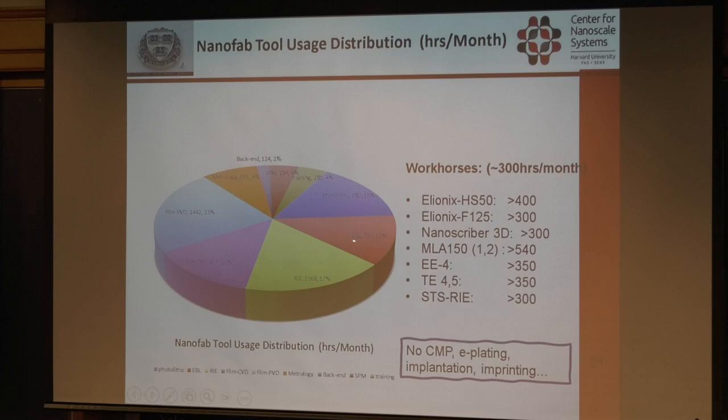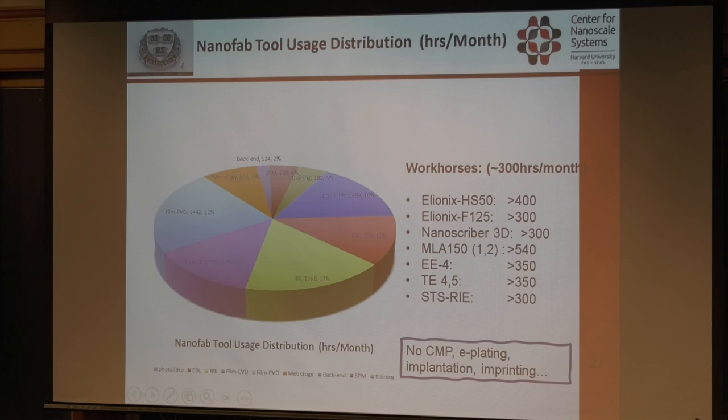Both EBL systems contribute about 800 or almost 700 hours, and the waiting list is usually about 2 weeks. So that's the reason we want to bring in a second, third high-end EBL system. And the MLA is another good example. We have two, but both systems are over 500. But we don't have a CMP, we don't have ion implantation, we don't have imprinting. So we still try to catch up, okay?